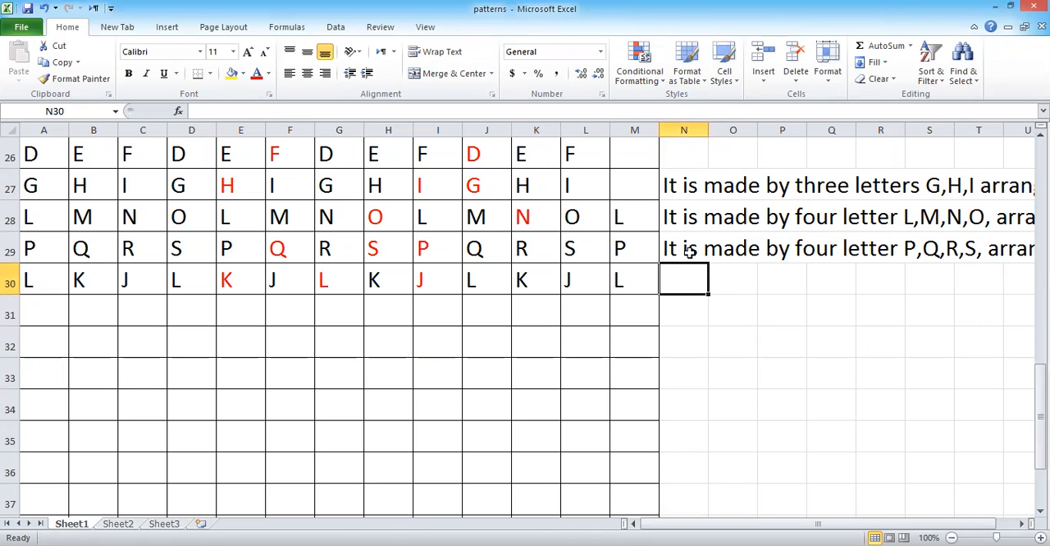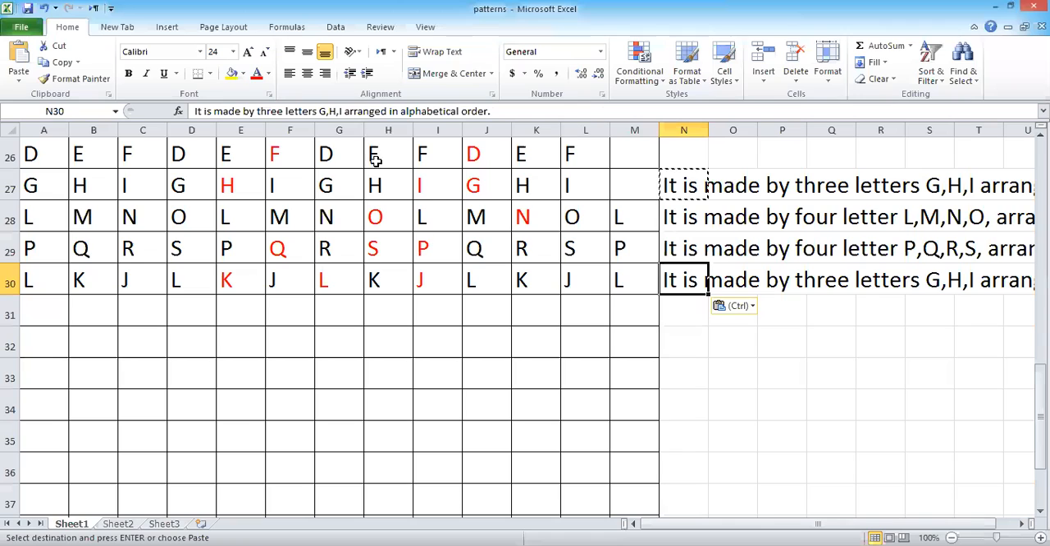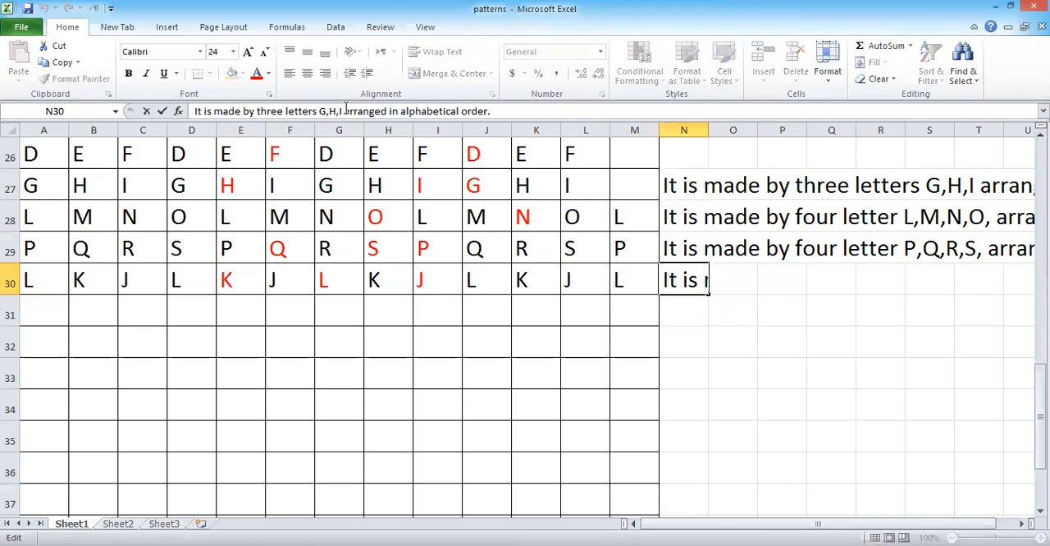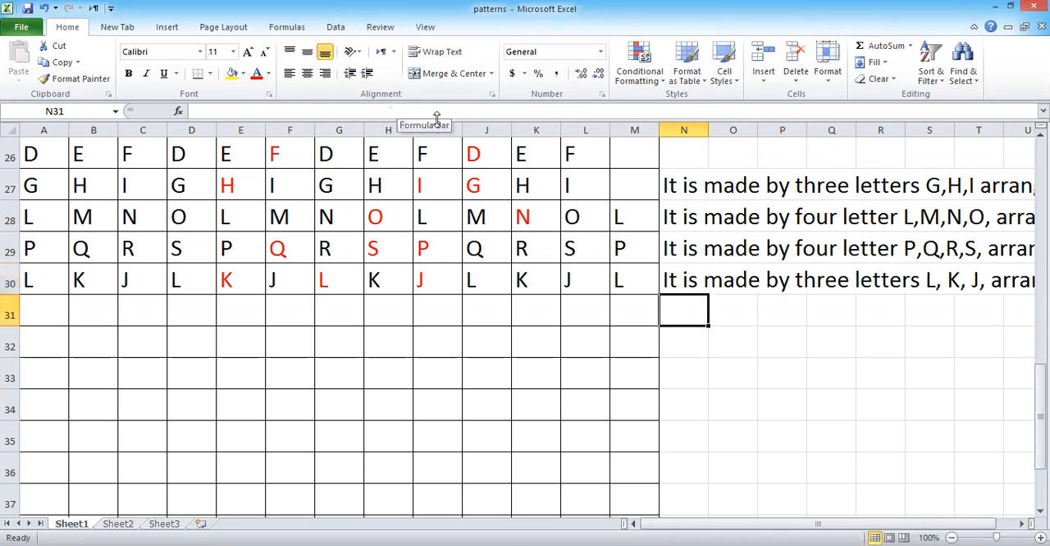It is made by three letters. Which are the three letters here? L, comma, K, comma, J. And these are arranged in reverse alphabetical order. Is it clear, guys?